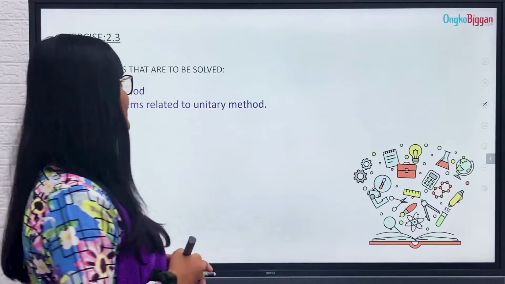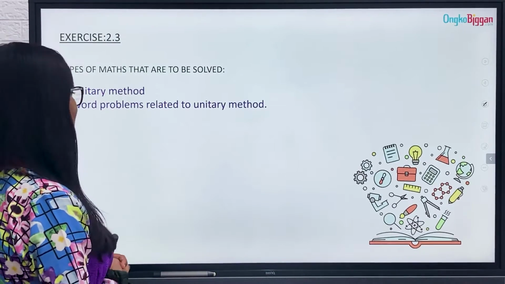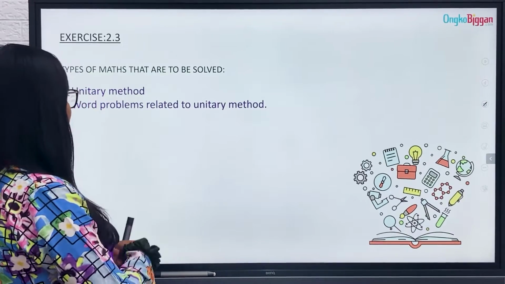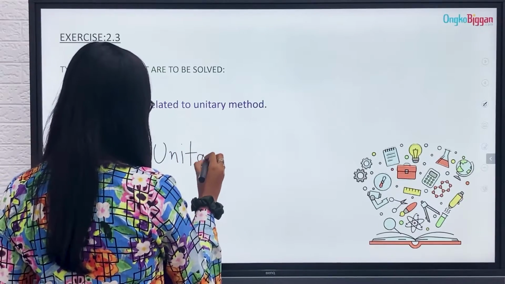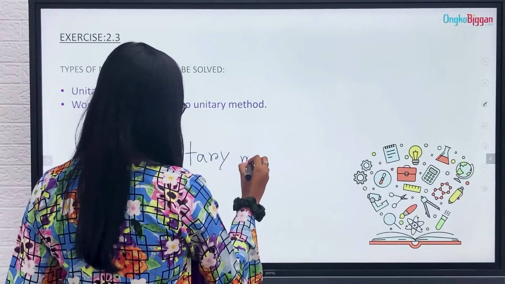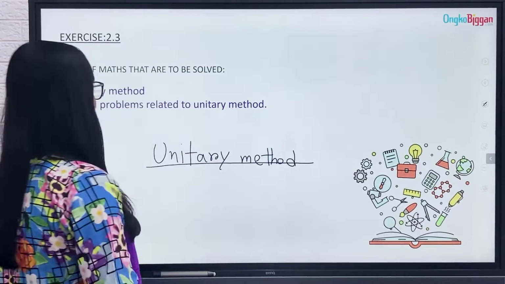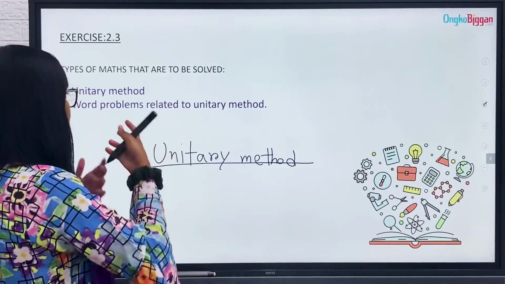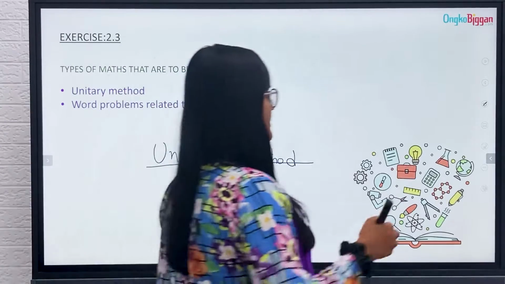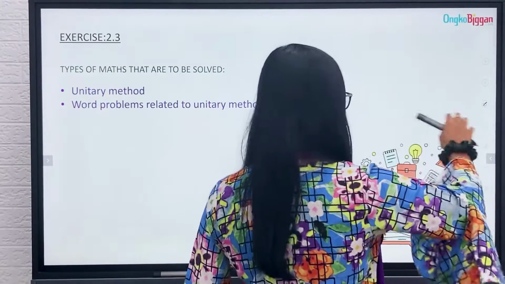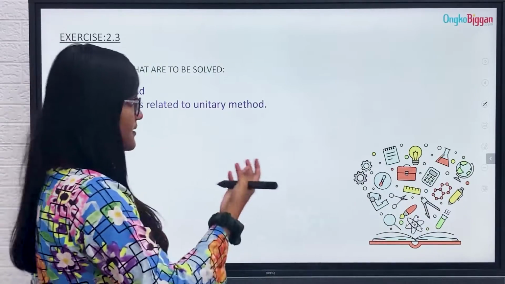Exercise of our chapter. So here basically two types of maths are to be solved. Basically one type actually. The whole chapter deals with the unitary method. Okay, so unitary method, and based on unitary method we will solve word problems, several word problems. We have learned several unitary problems in our lower classes, so I'm not going to discuss it.